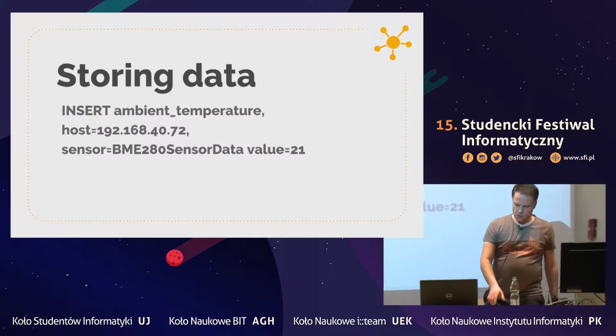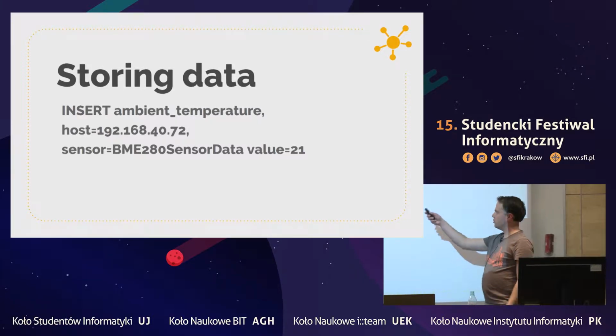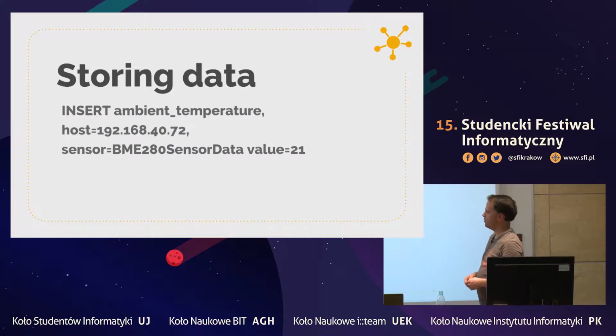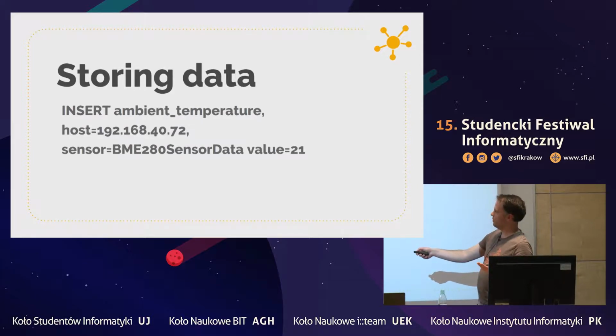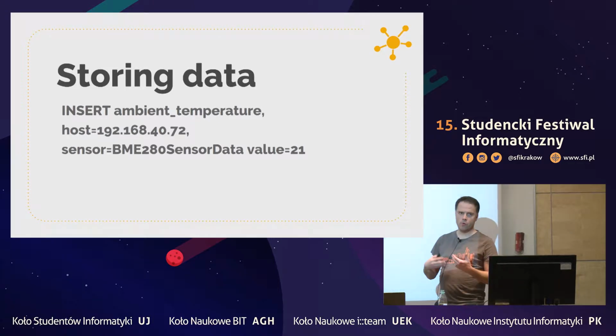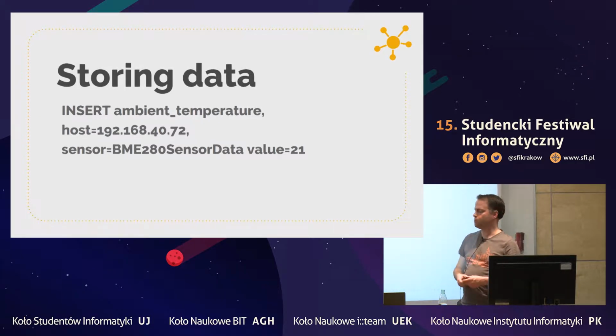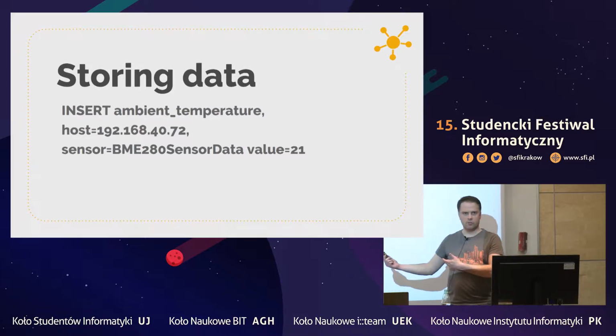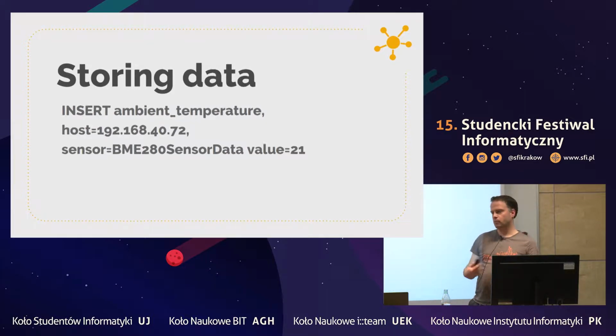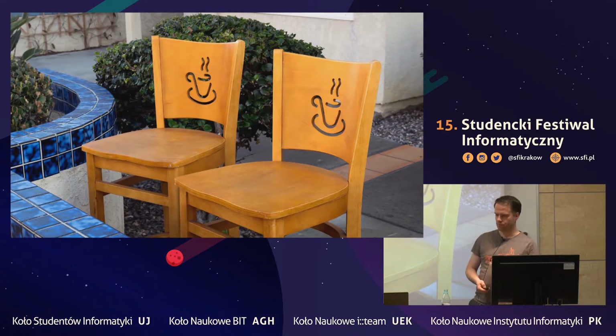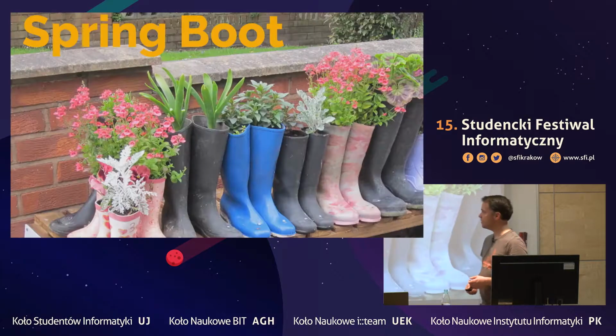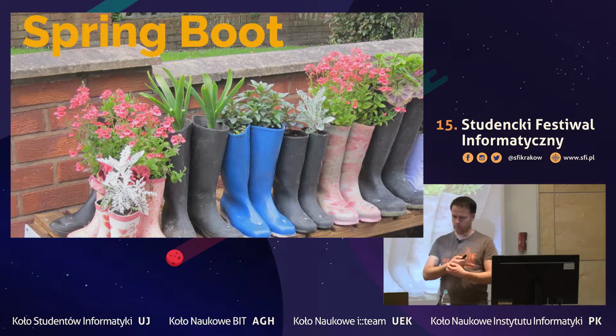In the same way, I can also store my data, so I can simply say insert into ambient temperature, with host being this IP address, and the sensor is this value, and the value is 21. So this is a way to insert values manually into InfluxDB. But I'm not really interested in doing this manually. I'm a Java developer, so I wanted to do this with Java, of course, and some coffee. Based on Spring Boot.